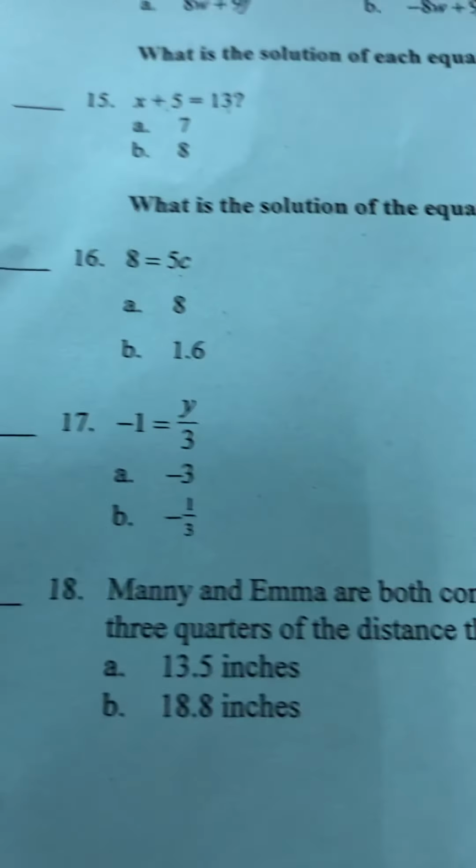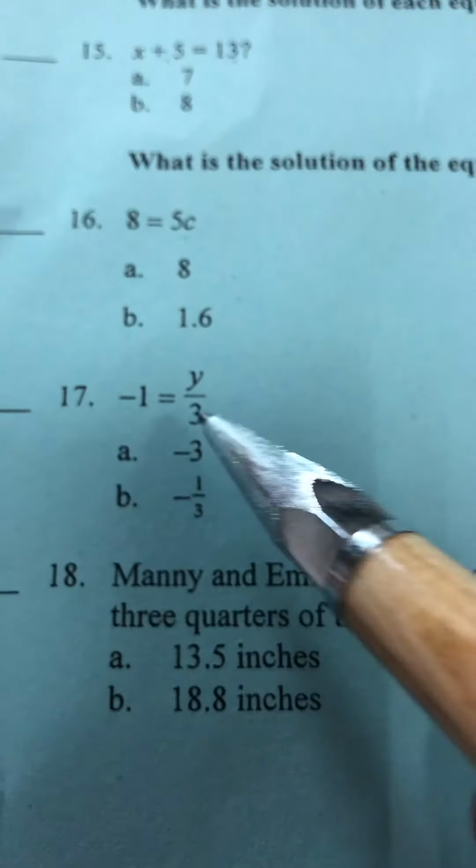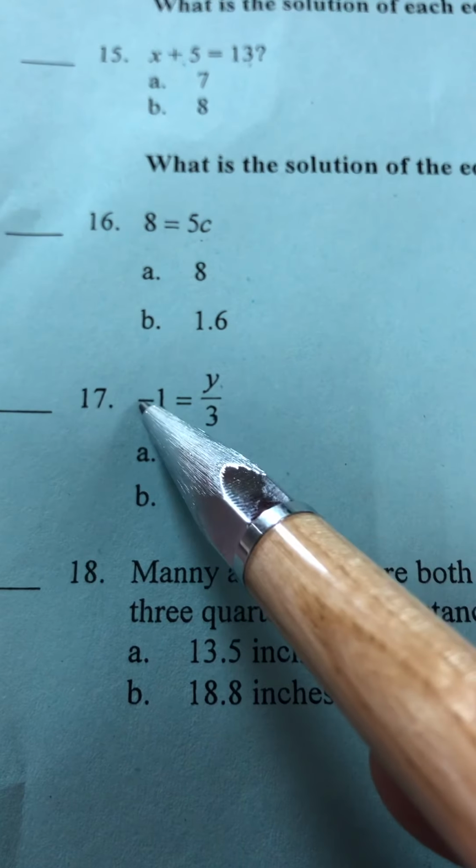Take 8 divided by 5. For number 17, you're going to multiply by 3. So take -1 times 3.